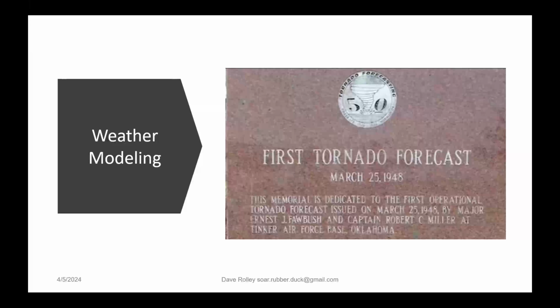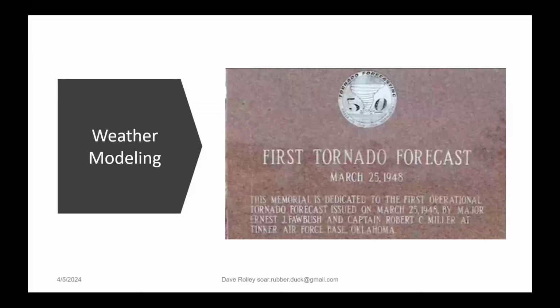The tornado came through, and their warning was when it crossed the base boundary. It damaged or destroyed 54 aircraft and damaged numerous buildings. Fortunately, there were only 8 injuries and none of them were serious, and there were no deaths. The commanding general for Tinker grabbed his weather team and said, you guys can tell me it's going to rain. Why can't you tell me we're going to have a tornado? And so the two folks mentioned in this plaque, Major Ernest Fawbush and Captain Robert Miller, were tasked to come up with a method to forecast tornadoes.